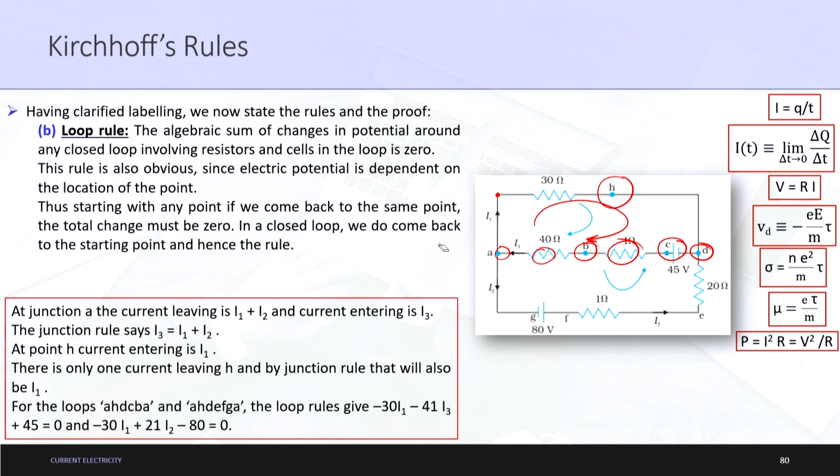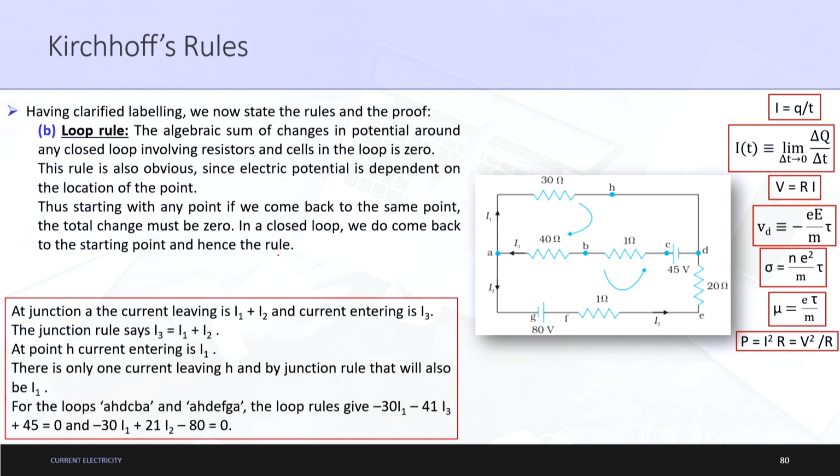So these are only 2 rules, and using this we can solve many different applications regarding current electricity. Okay. This rule is also obvious, since the electrical potential is dependent on the location of the point. That means if I move to the same point again, then the value at that point should be the same. So constant minus constant should again be 0, and hence this can be proved.